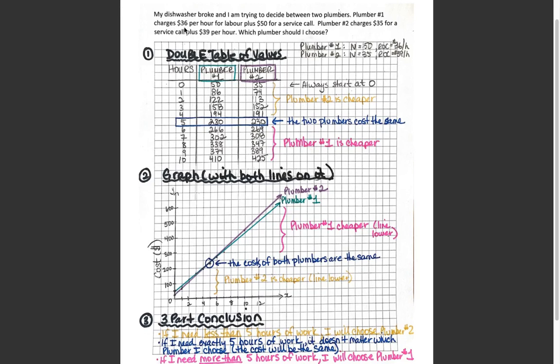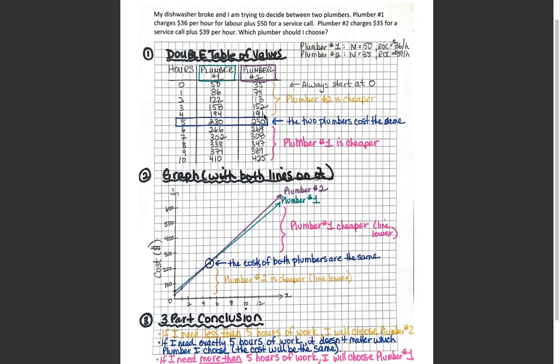So we've got a broken dishwasher. We're trying to figure out which plumber to hire. We've got one plumber that charges $36 an hour for the labor, and then also $50 for the service call. And then we've got a second plumber that charges $35 for the service call, which is less, but their per hour charge is a little bit more at $39 per hour. So we needed to decide which plumber we would choose.